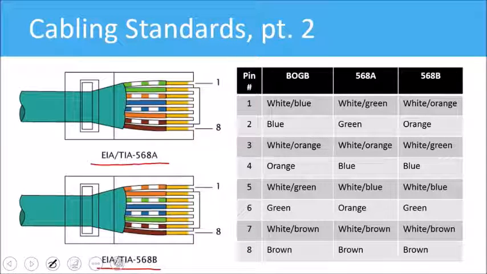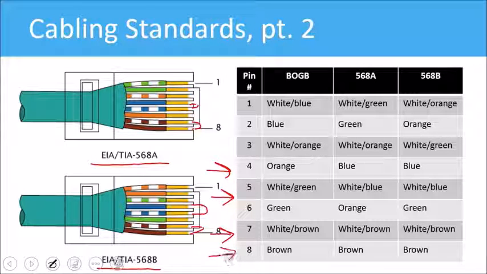And then B is a little bit different here, okay? What you're going to see is that the blue wires are in the same position, and then the brown wires are in the same position, right? Sorry, I should probably just go ahead and show you over here on the chart. The blue occupy pins 4 and 5, and the brown always occupy pins 7 and 8. The only thing that's different here is that the orange and green are swapped between 568A and 568B.